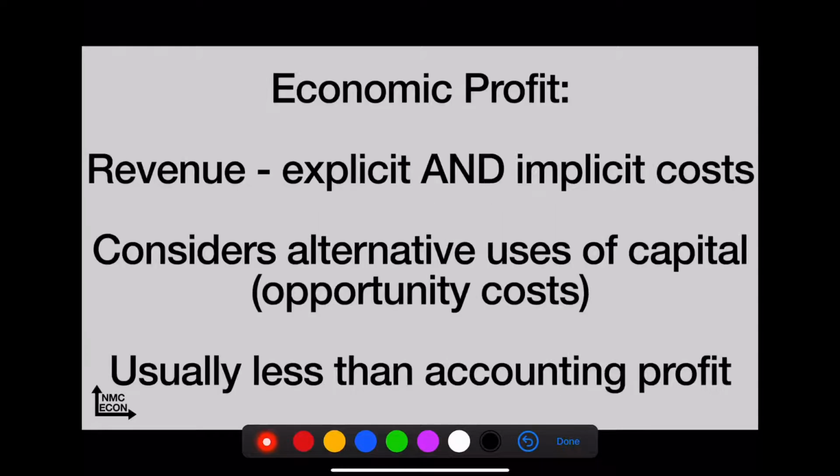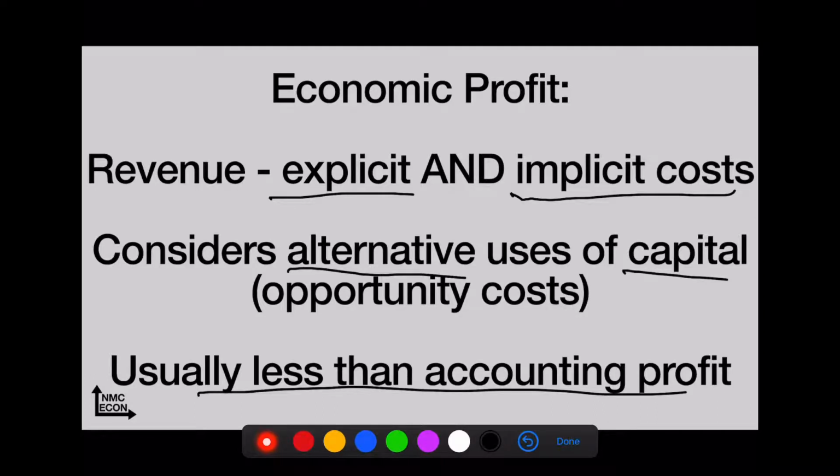Economic profit. Take revenue and subtract explicit, and here's the big one, implicit costs. This is what makes economics kind of different and interesting. We consider the alternative use of capital or the opportunity costs. Sure, your business might be making huge accounting profits, but what if you could be making even more money in a different industry by using a different use case for your capital goods? That would be your opportunity cost. So just because you're making a big accounting profit doesn't necessarily mean you're a great business. It's usually less than accounting profit.